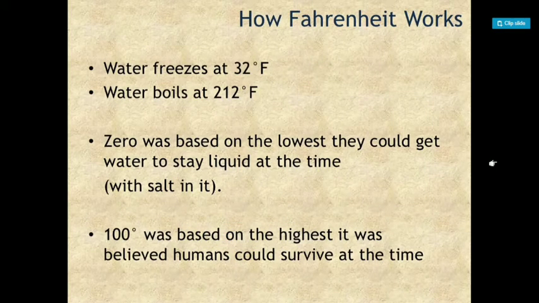So how does Fahrenheit work? It is used to describe water's freezing point, and its value in Fahrenheit is 32 degrees Fahrenheit, and also water's boiling point, which is 212 Fahrenheit. Zero was based on the lowest they could get water to stay liquid at the same time. And 100 degrees was based on the highest it was believed a human could survive at the time.